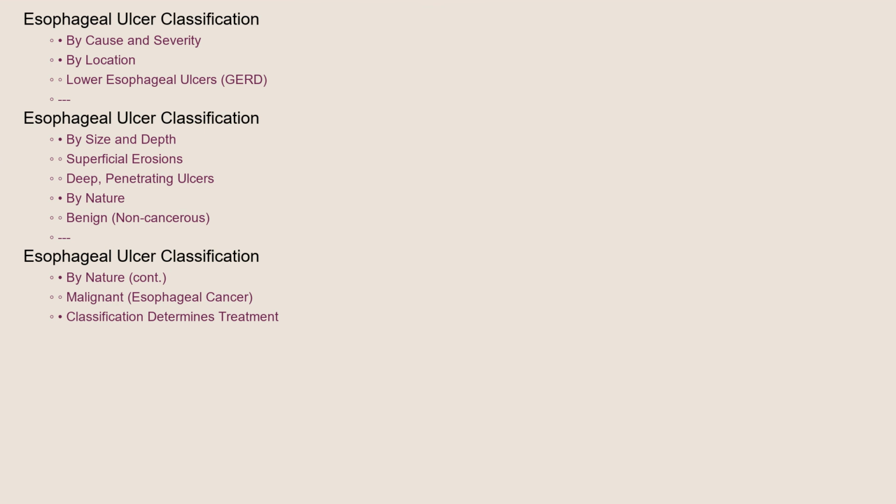Esophageal ulcers can be broadly classified based on their cause and severity. Some classifications refer to the location of the ulcer, such as lower esophageal ulcers, which are common in GERD. Other classifications focus on the size and depth of the ulcer, ranging from superficial erosions to deep, penetrating ulcers. Additionally, ulcers can be classified as benign, meaning non-cancerous, or malignant, which could indicate esophageal cancer. Knowing the classification of the ulcer is crucial in determining the appropriate treatment plan.